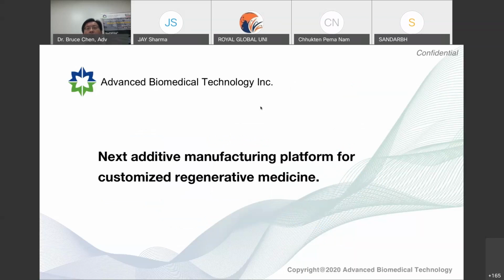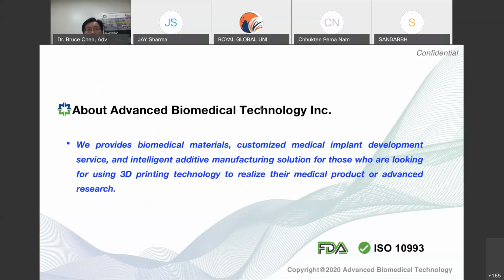So let's talk about our core technology. We call it the next additive manufacturing platform for customized regenerative medicine. Our company provides biomedical material, and we also do customized medical implant development services. We also have our intelligent proprietary additive manufacturing solution for those who are looking for a medical solution with 3D printing technology to realize a medical product, or for more advanced research toward future tissue regeneration.